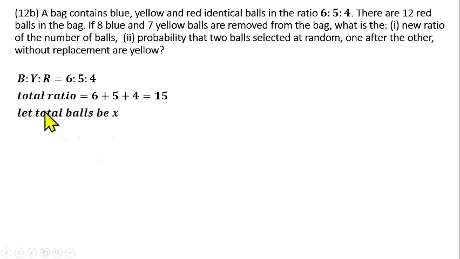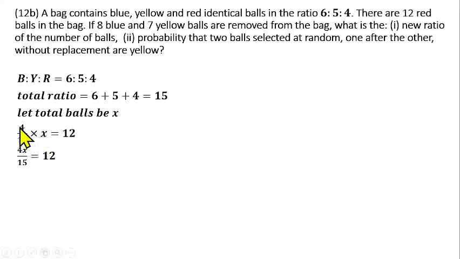So you can say let the total number of balls be x. The red ball has the ratio of 4, so that will be 4 over the total ratio, multiplied by the total number of balls, which gives us the 12 red balls. So from there you can simplify to find our x.